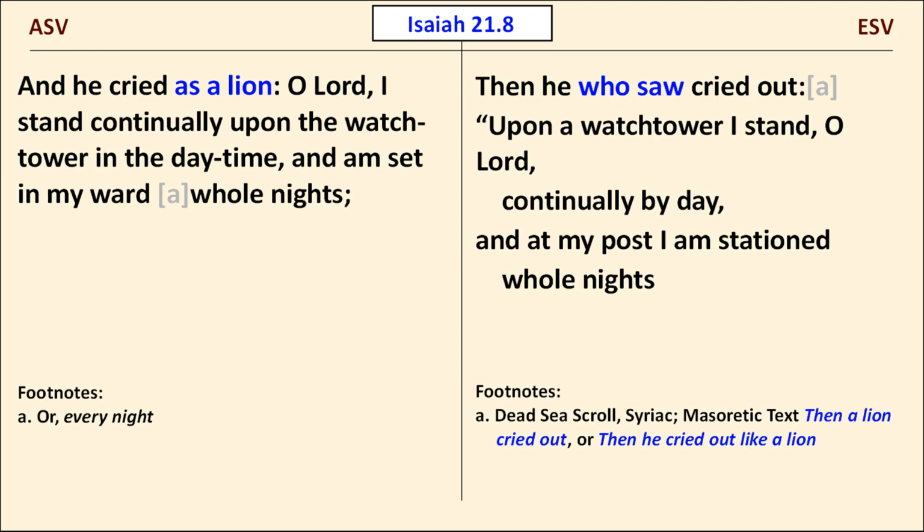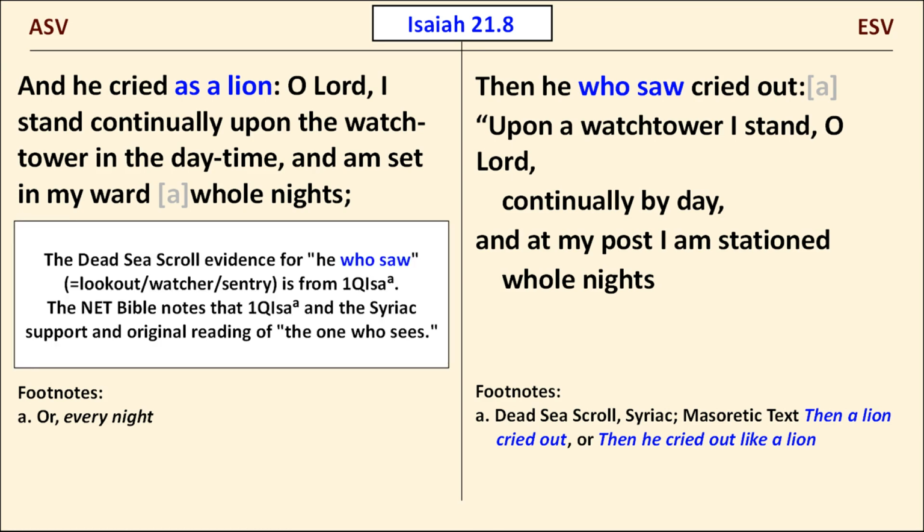Here in Isaiah 21:8, we see a striking difference between the American Standard Version and the English Standard Version. The ASV would have someone cry out the way a lion cries out. The ESV, following a Dead Sea Scrolls reading, has, "He who saw cried out." The ESV reading is based on the Great Isaiah Scroll, and it seems to make more sense here. Apparently, a translation into Syriac supports the Dead Sea Scroll reading.